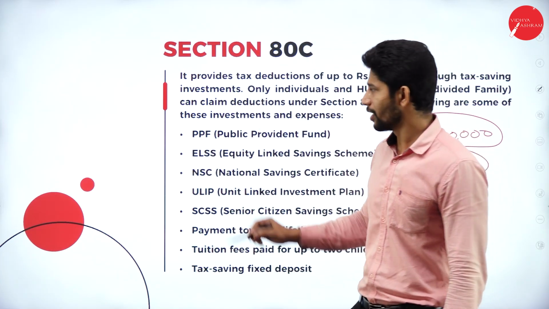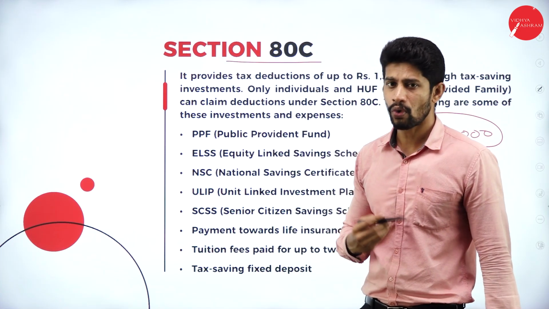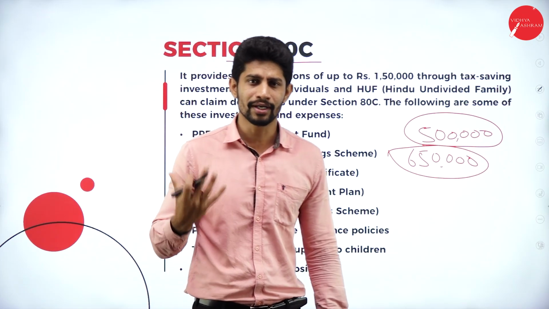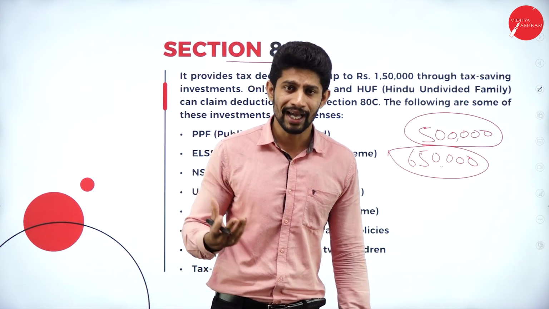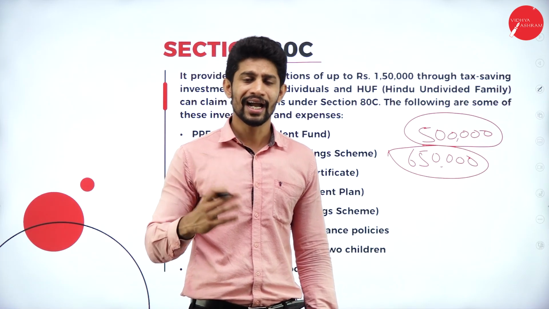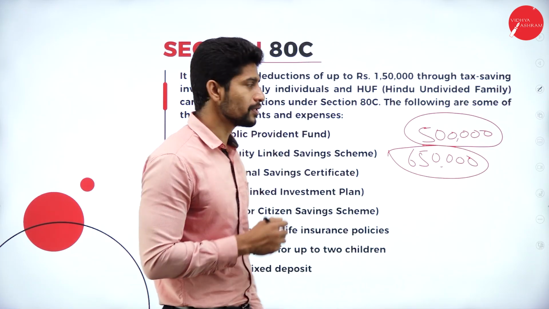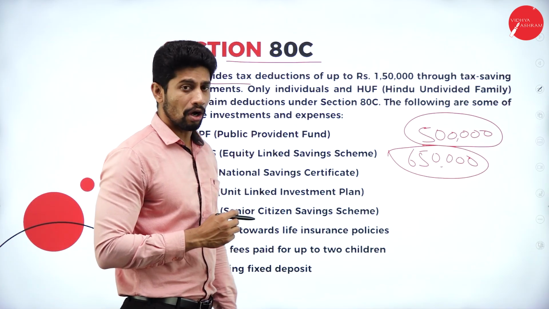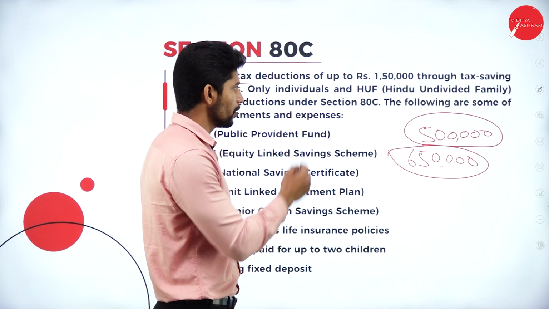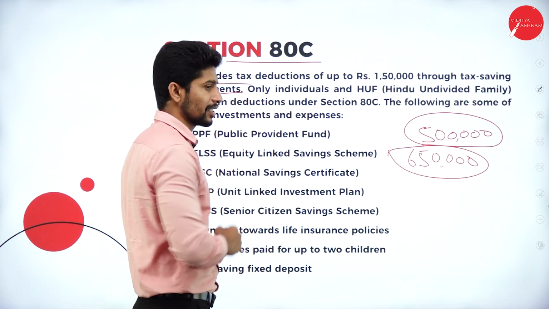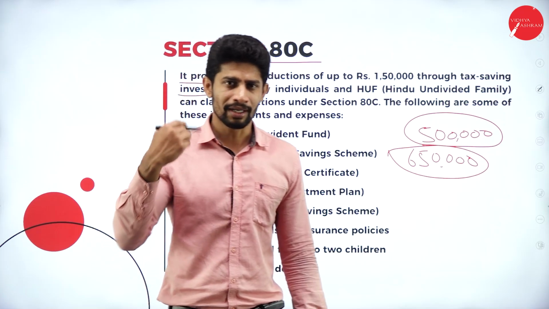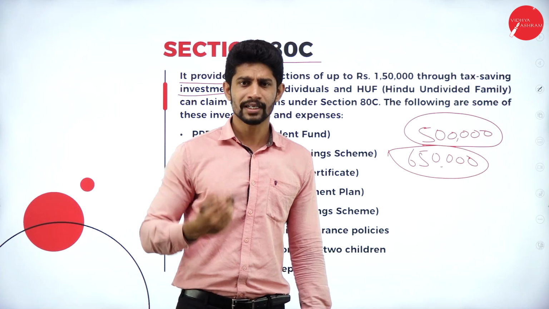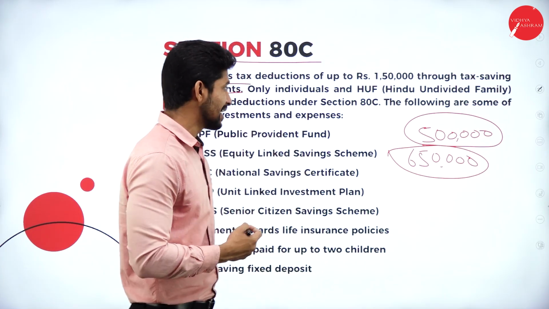So the first deduction is section 80C. So what is this section 80C? Under this particular section, the person can invest up to rupees 1,50,000. Any individual and any HUF can invest up to rupees 1,50,000. Here it says it provides tax deduction of up to rupees 1,50,000 through tax savings investments. Yes, under section 80C, you can make investments up to rupees 1,50,000. So it is a deduction that you are going to get under section 80C.